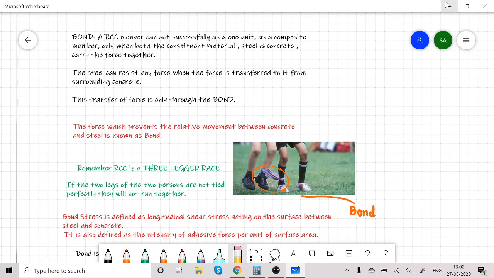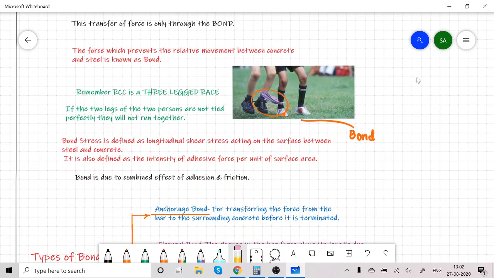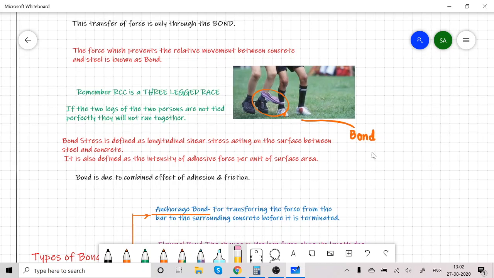Bond stress is defined as a longitudinal shear stress acting on the surface between steel and concrete. Bond stress is also defined as the intensity of adhesive force per unit of surface area. Bond is due to the combined effect of adhesion and friction.